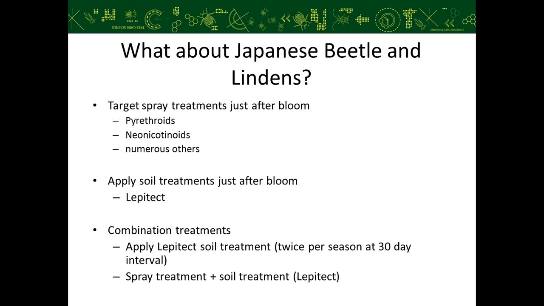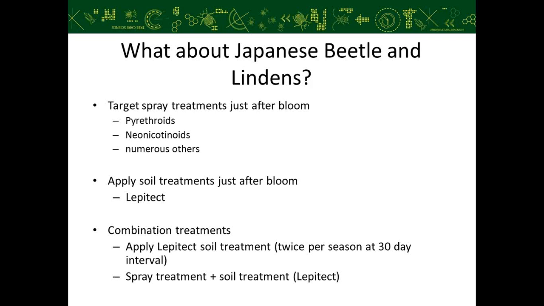Number one, we can target spray treatments just after bloom, which happens to be actually great timing for the initial onset of adult feeding of Japanese beetles. And so there's a variety of different spray applications that you can time based on the phenology of the host or growing degree days to coincide with that. The traditional pyrethroids, even the neonicotinoids, can be applied as a foliar spray post-bloom to provide control with Japanese beetle.